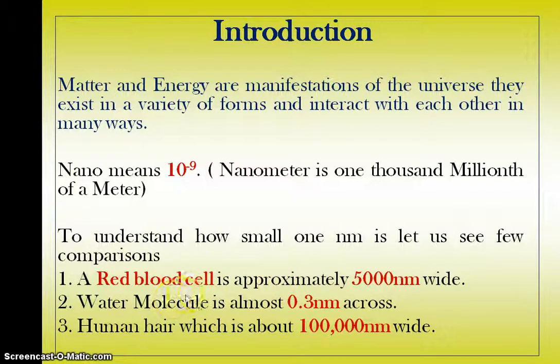A red blood cell is approximately 5000 nanometers wide. A water molecule is almost 0.3 nanometer across. Human hair is about 100,000 nanometers wide.